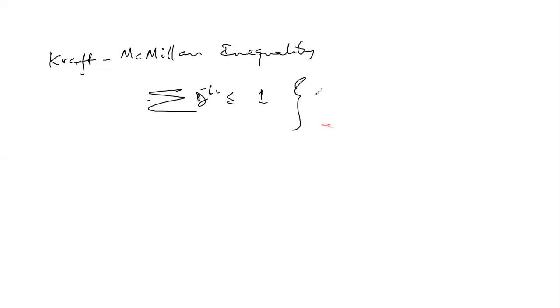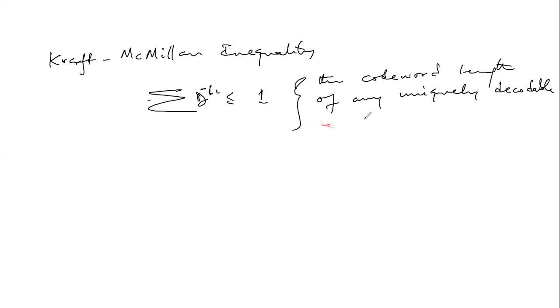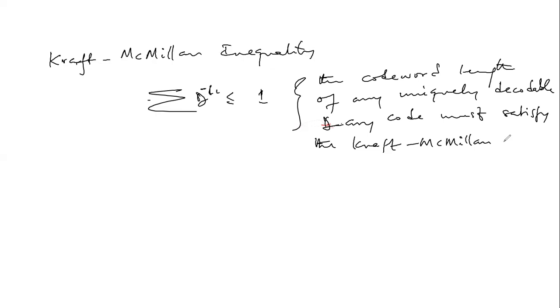Okay. Now, it says that the code word length of any uniquely decodable code must satisfy the Kraft-McMillan inequality. So in other words, given a set of code word lengths that satisfies this inequality, it is possible to construct uniquely decodable codes of this code length.